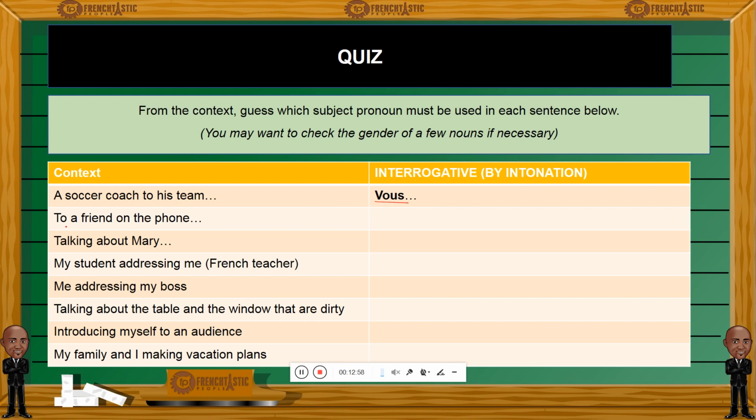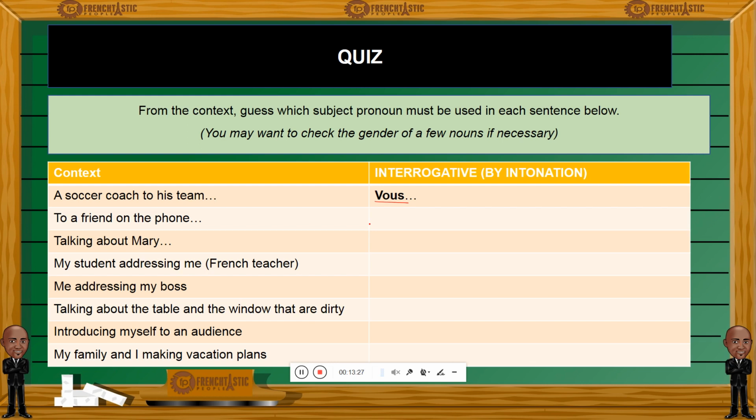Now, what about talking to a friend? What subject pronoun would you use when talking to a friend? Which one would you use? You probably use you. But what kind of you would you use? In French, we have different kinds of you. So write it down here in this column. When you are referring to Mary, speaking to someone about Mary, which subject pronoun would you use to refer to Mary?